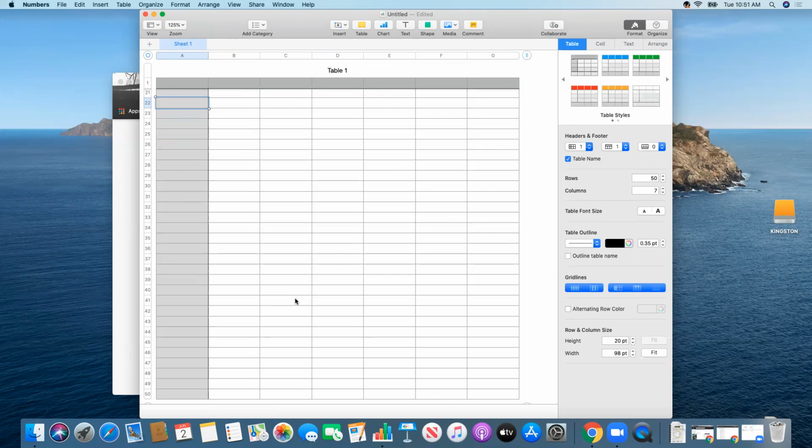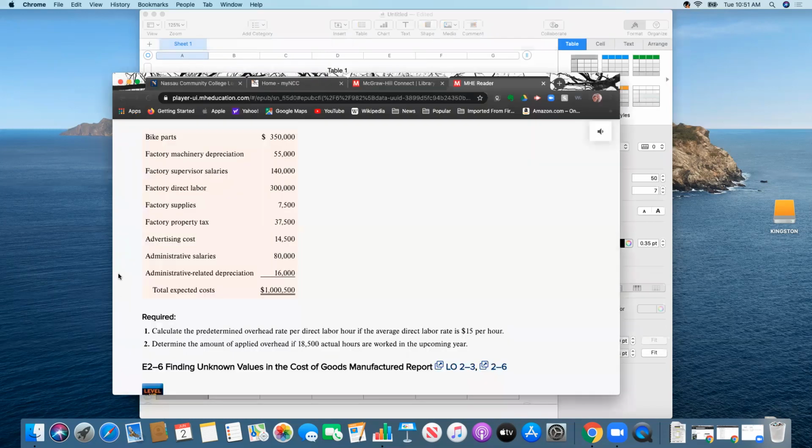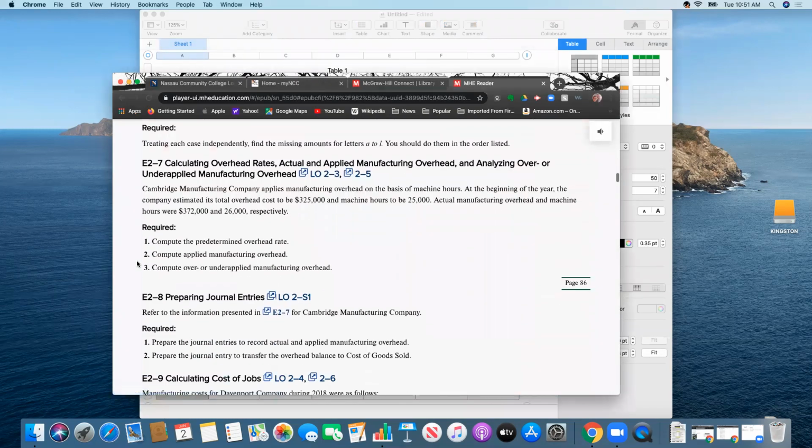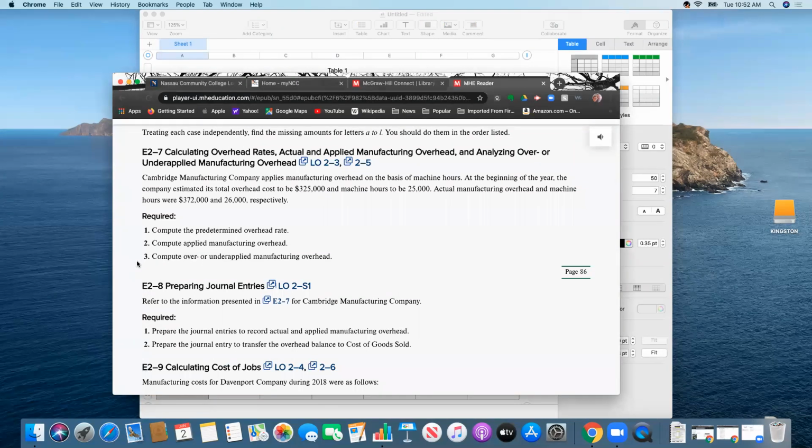Right. Next we had exercise 7. Exercise 2-7, which is on the same page, page 85. Here we go. Now, again, we're going to go through this calculation again, and then we're going to take it a step further. We're going to figure out whether it's over or under applied overhead.